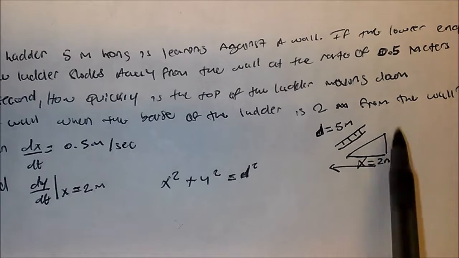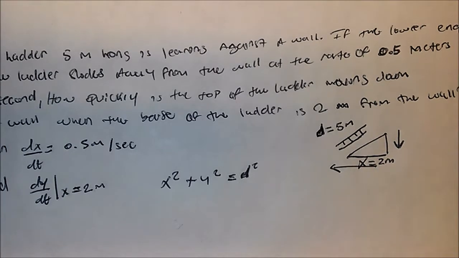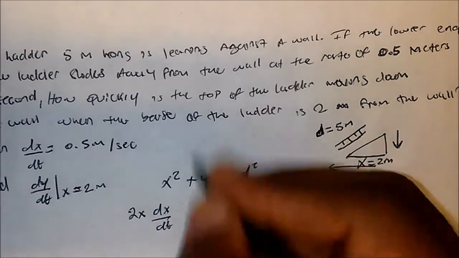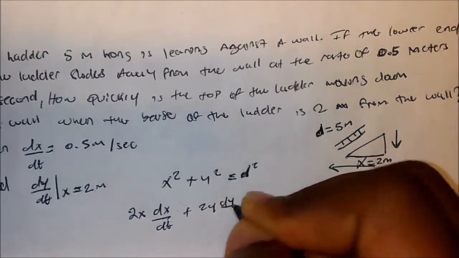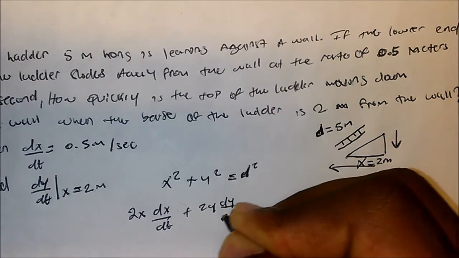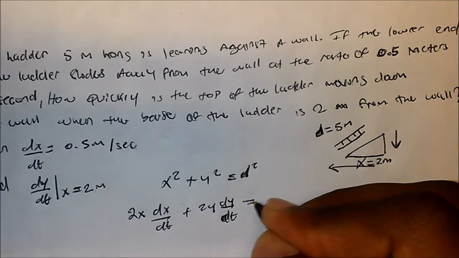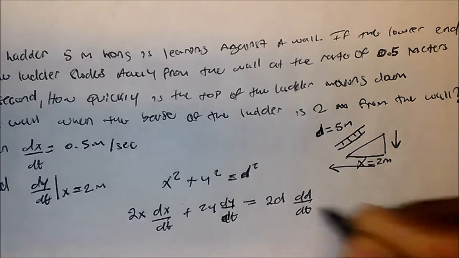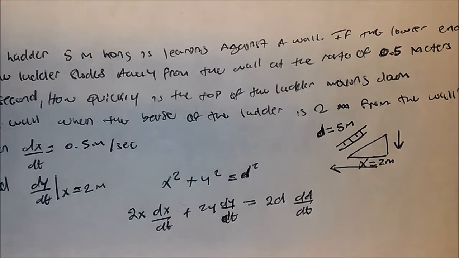I hope I don't confuse you. Now this is a right triangle. So now we're going to take the derivative and plug in the values. So 2x dx/dt plus 2y dy/dt is just going to equal 2d dd/dt. Now here's the thing with these ladder problems you've got to catch.